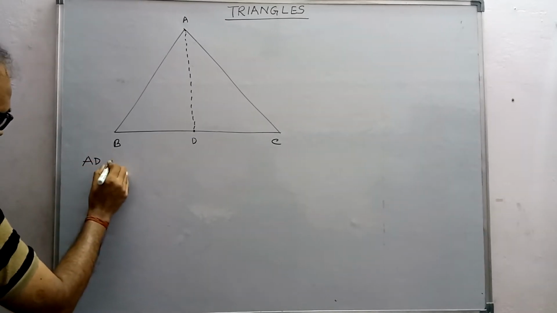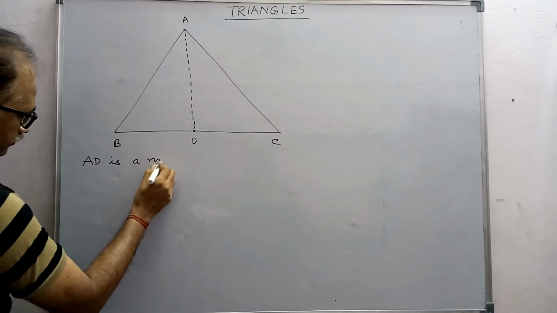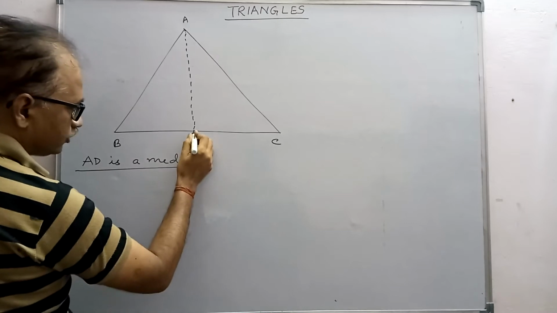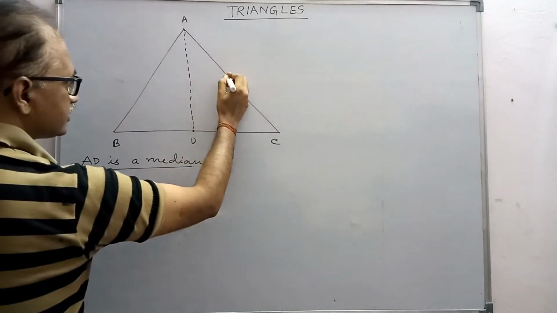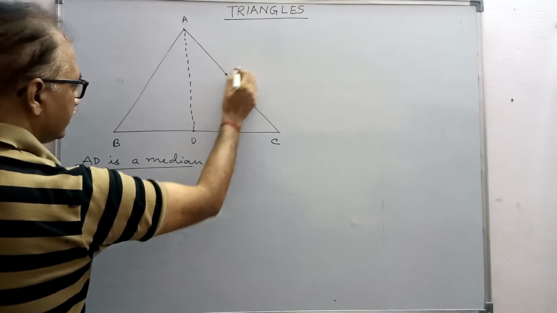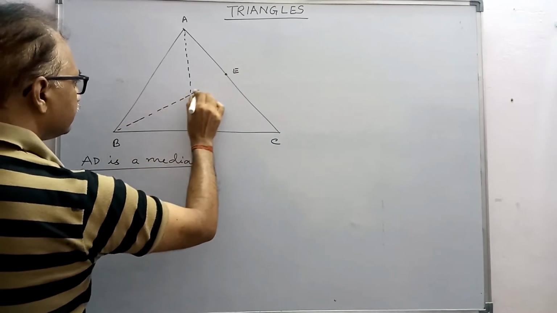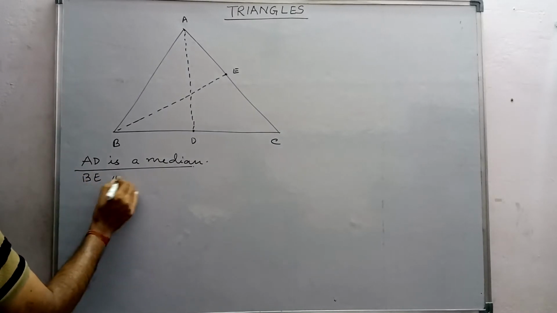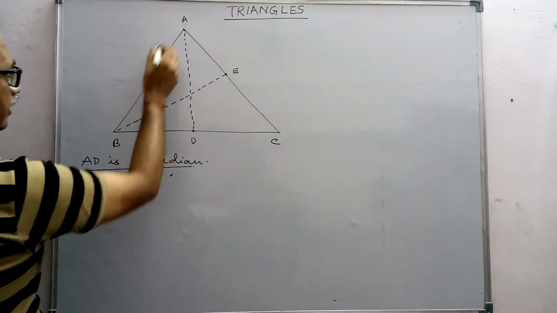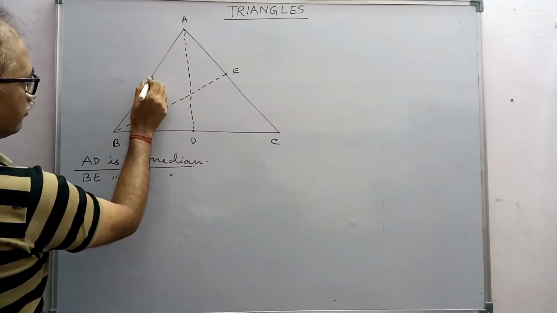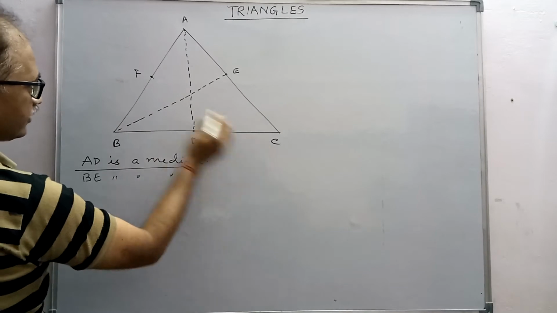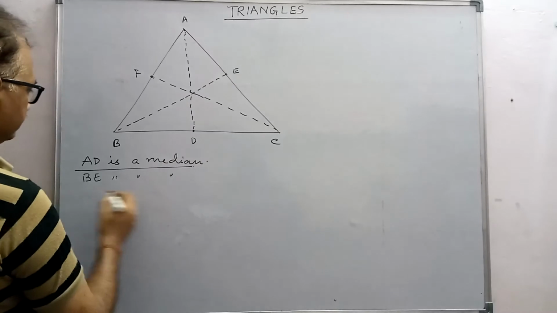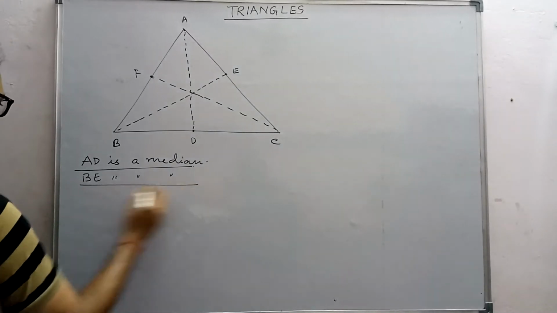AD is a median. Median means the midpoint of a side joined with the opposite vertex. Similarly, for side AC, its midpoint is E, join BE. So BE is the median. Similarly, for side AB, let the midpoint be F, join F and C, and CF is the median.